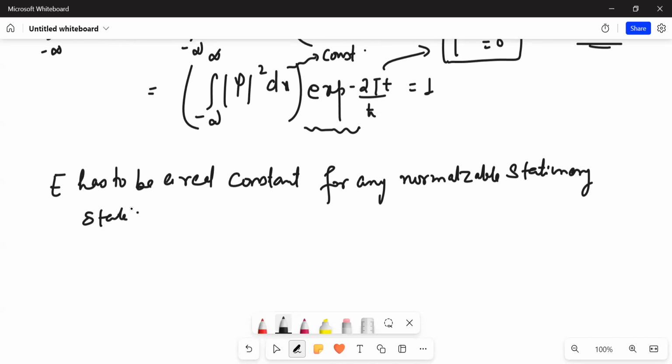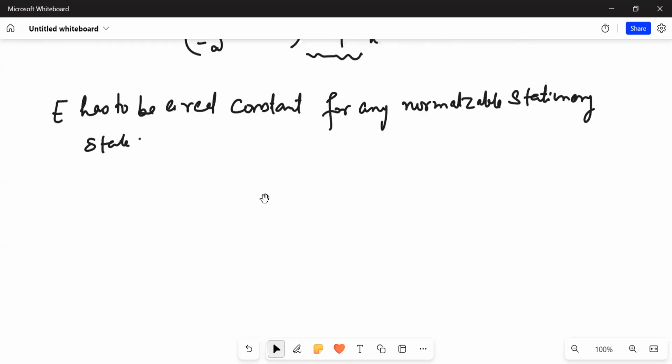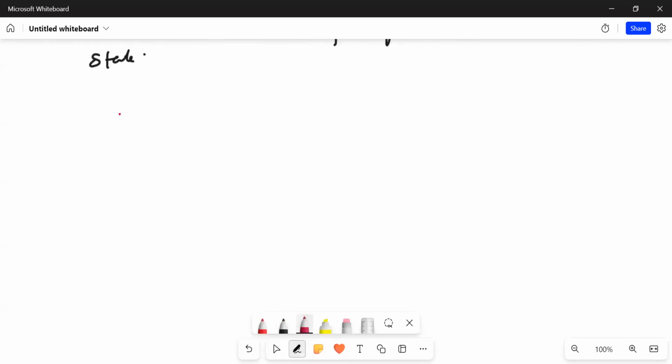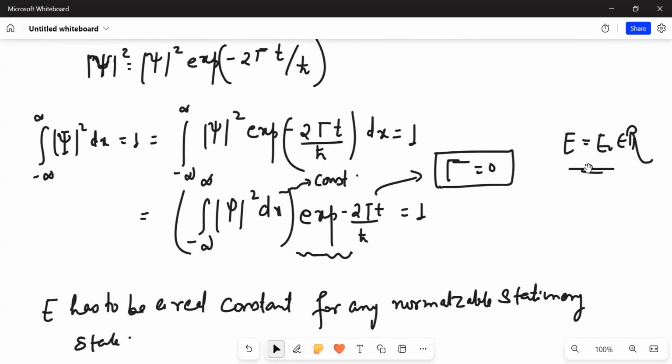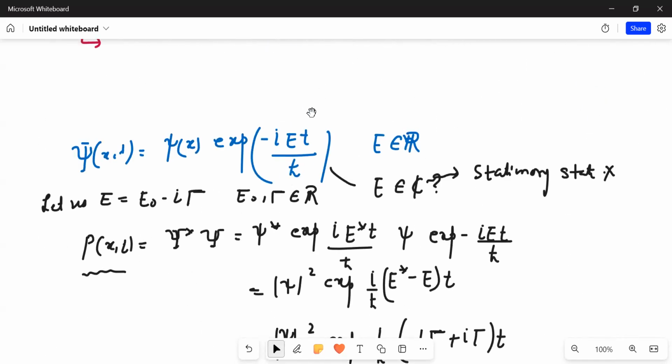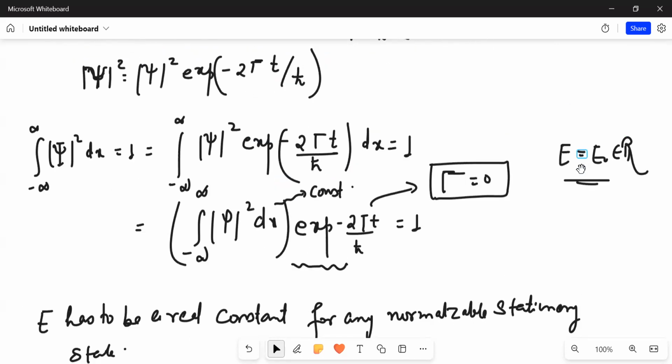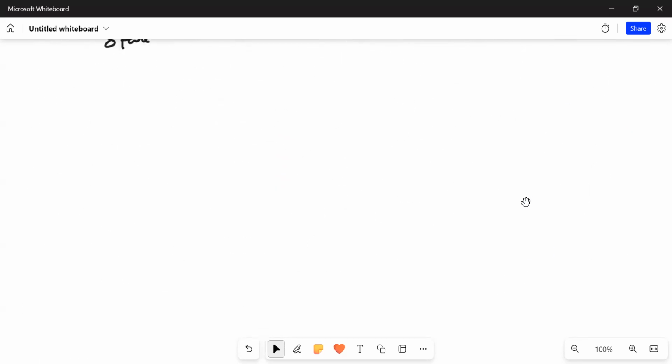Now a few more properties I want to list, which are of the energy eigenstates. So basically I want to discuss some more properties of this energy E, which is inside the exponential, as is evident. Now let us discuss some more results.